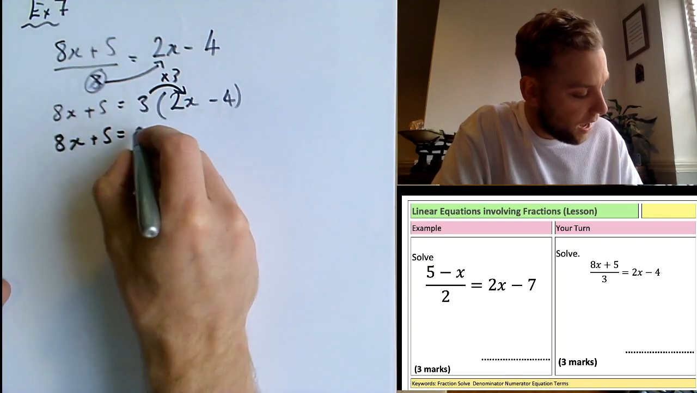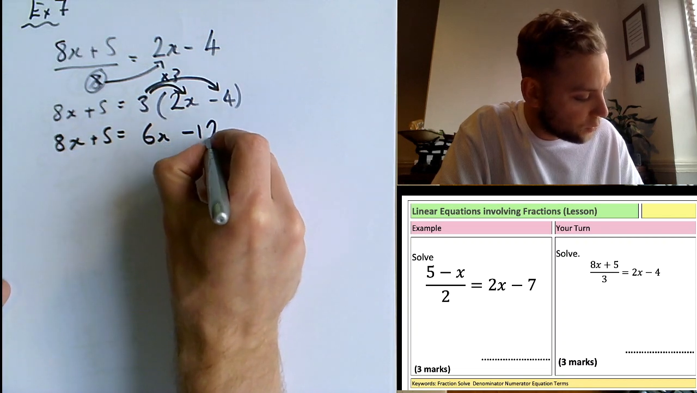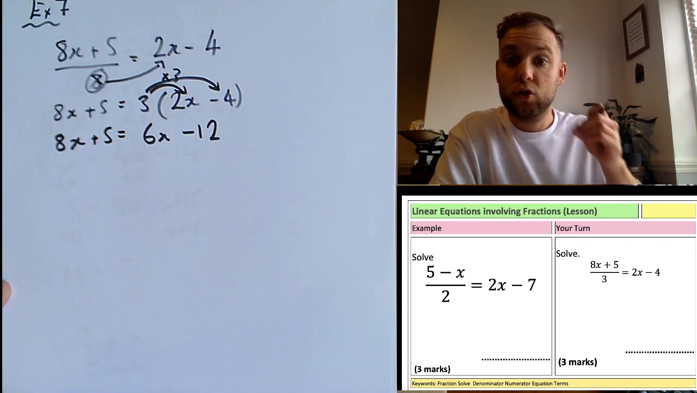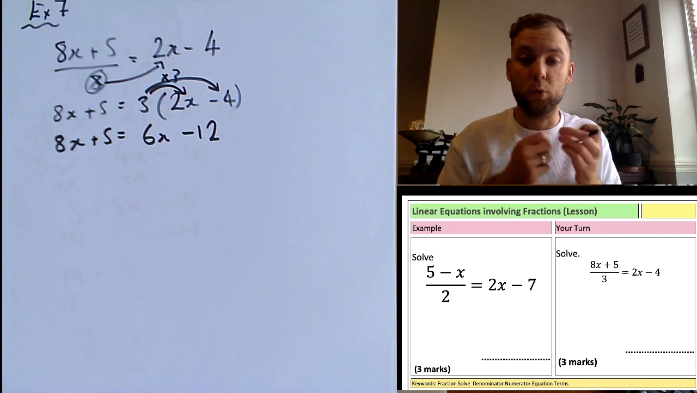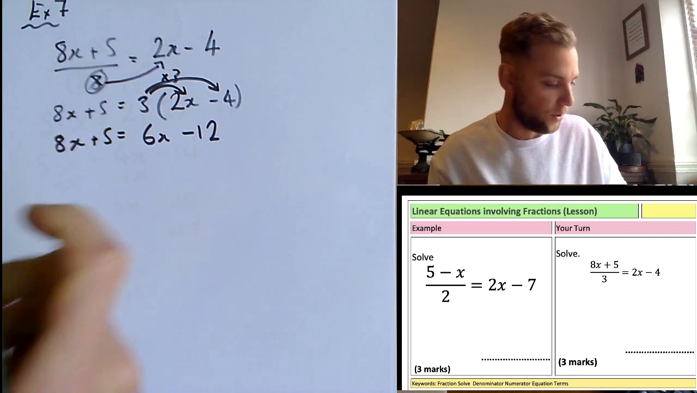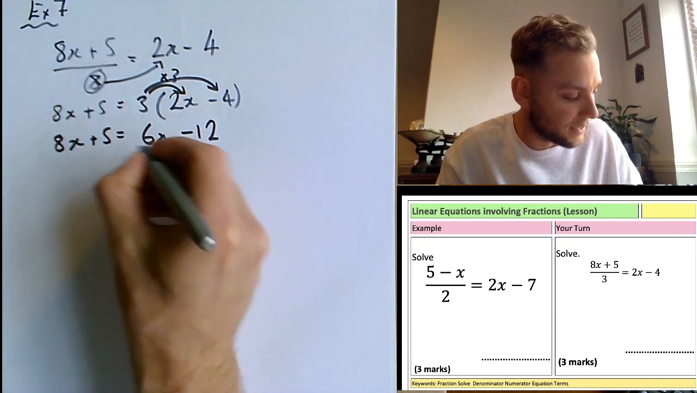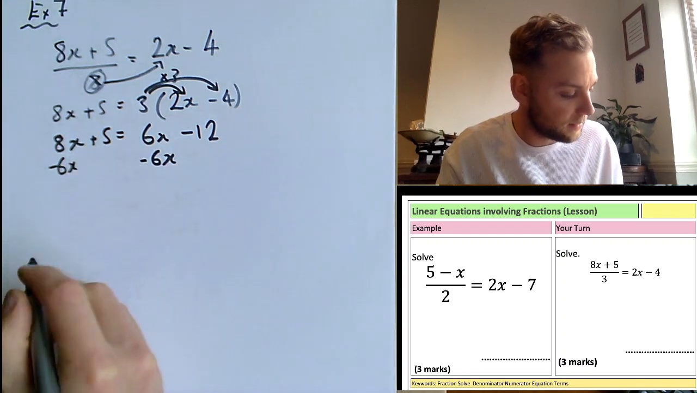3 times 2x is 6x. 3 times negative 4 is negative 12. To solve equations with unknowns on both sides, the easiest thing to do is to get rid of the smallest unknown first. In this case, it's 6x. So to get rid of the 6x, I'm going to minus 6x and minus 6x.